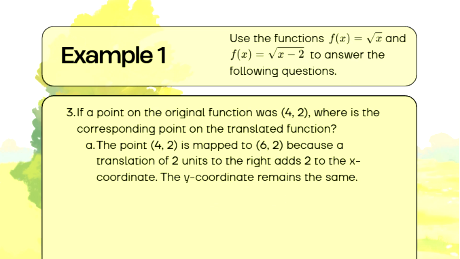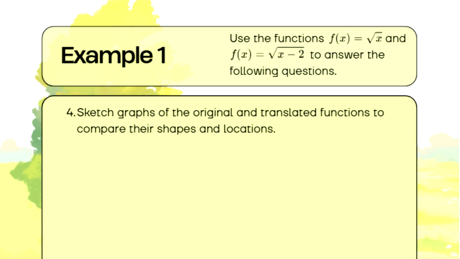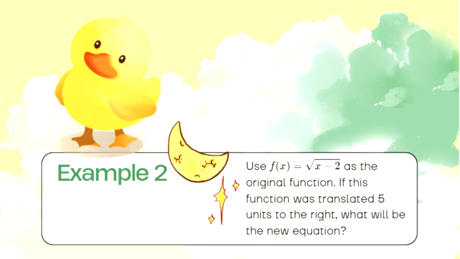Here's question number 4. Sketch the graphs of the original and translated functions to compare their shapes and locations. Again, I don't think there's anything on the quick check or the practice that makes you graph, so I'm not going to bother to show you that unless I need to. And look, it doesn't show you the graphs, so guess what? I don't care.